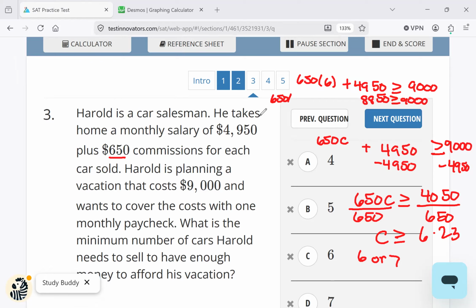Let's plug in 7 back into our inequality. Oh, yes, it's definitely true. It's 9,500 greater than or equal to 9,000. So yes, it would have to be 7 cars just to make enough for the vacation he wants.